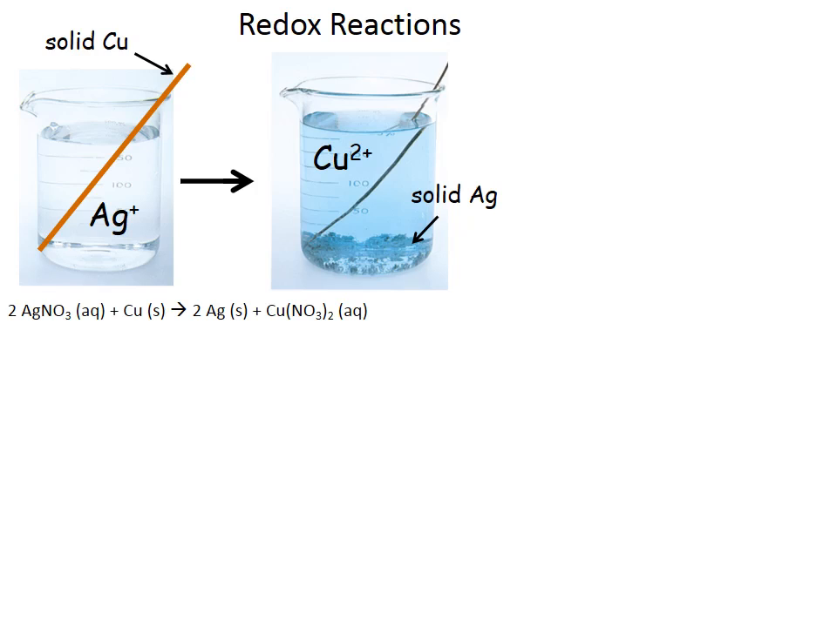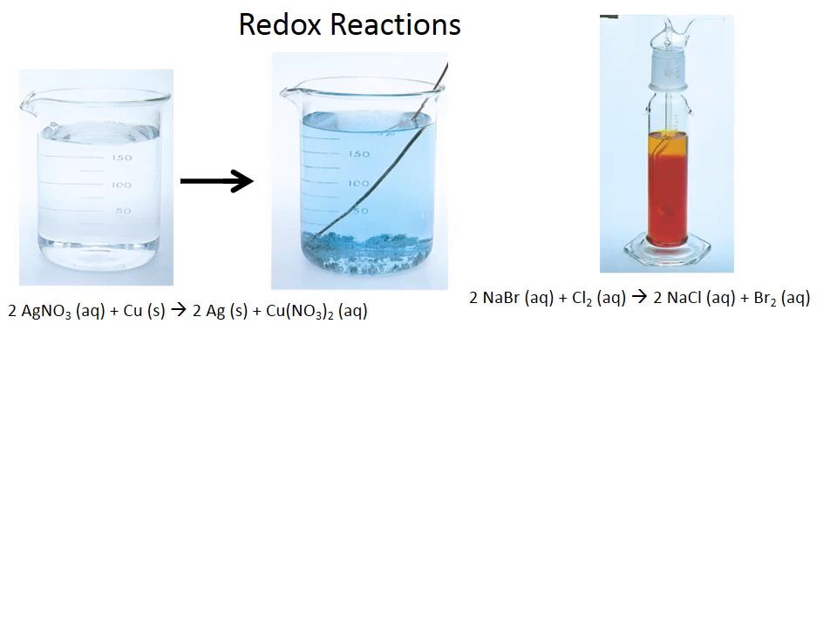That piece of copper that you stick in there will also get smaller and smaller because it will be converted into copper 2. Now if we look at another redox reaction, we have bromide ion on the left forming bromine on the right, molecular bromine. And then the chlorine that we bubble in is going to be reduced to chloride ion.